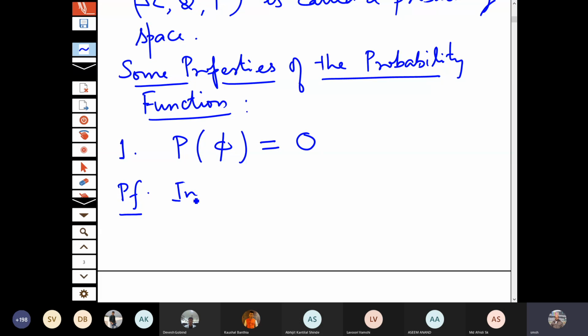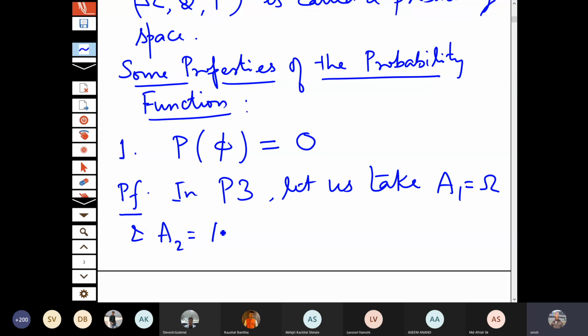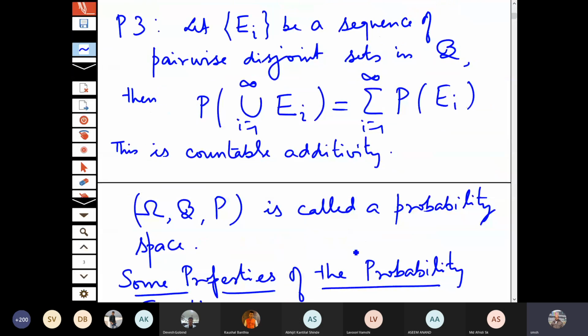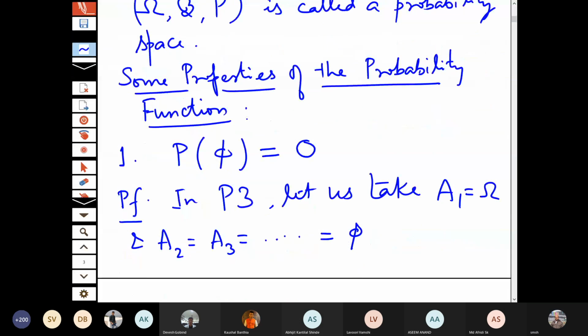In axiom P3, let us take say A1 is equal to omega and A2, A3 and so on, let us take them to be phi. Okay. Axiom A3, sorry, I have used EI, so let me change it here. E1, E2 and E3 and so on. So E1 is omega, E2, E3 and so on, they are phi.